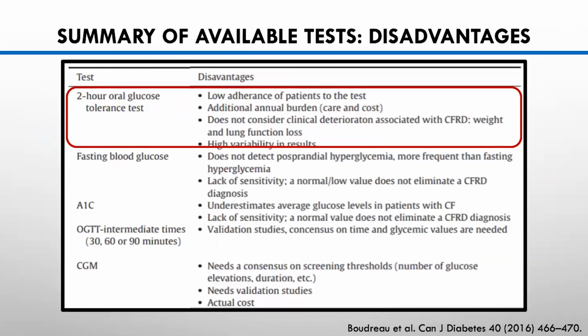Now, the disadvantages, as I said. The 2-hour glucose tolerance test is the recommended test, but there is a low adherence by the patient and some healthcare teams. It's a significant burden. There is high variability in results. But if you look at other categories of tests, there are also some problems related to each test. So there's not one test emerging as a good alternative to the currently recommended 2-hour oral glucose tolerance test.